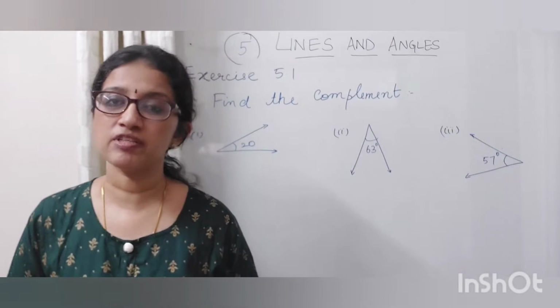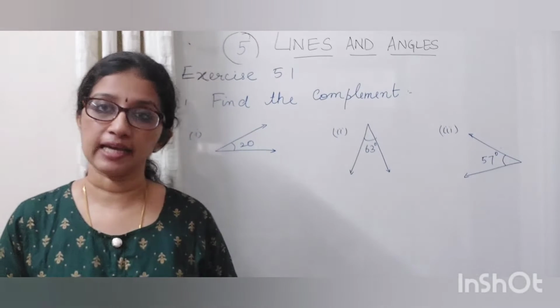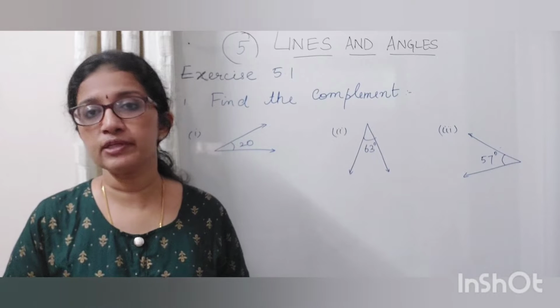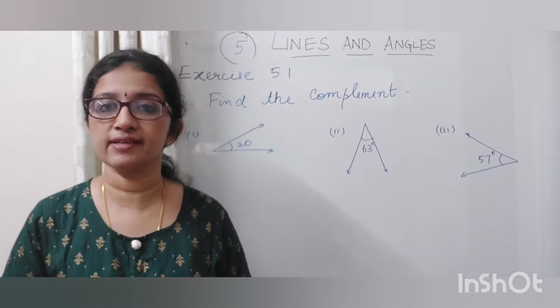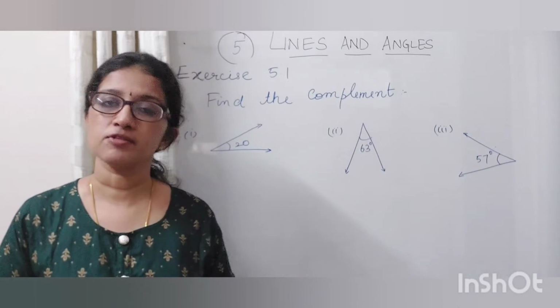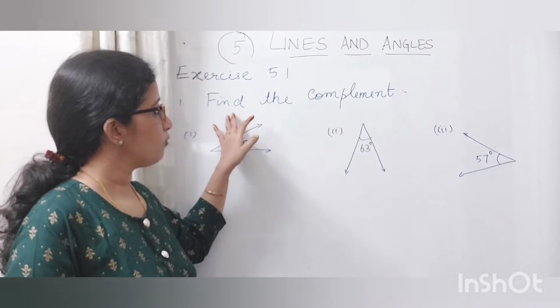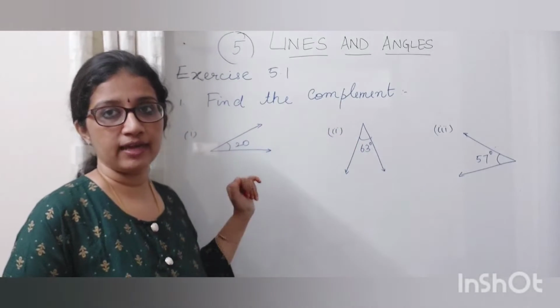So in the last video we started with the introduction for chapter 5, that is lines and angles, and in this video we are going to solve some of the exercise problems. Okay, so we will start with exercise 5.1. Let's go into the questions. What is the first question? Find the complement of the following angles.